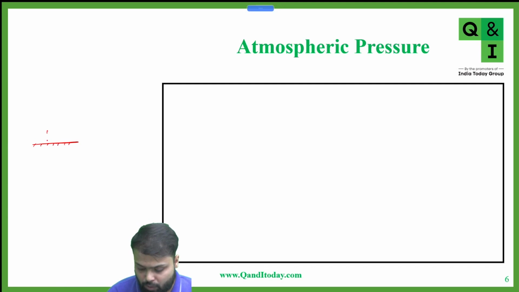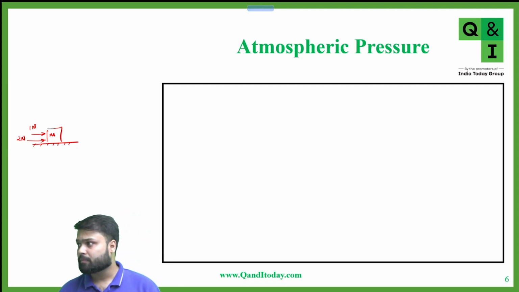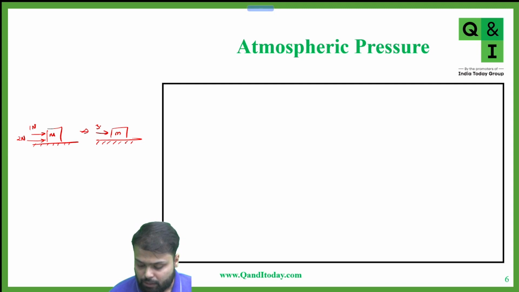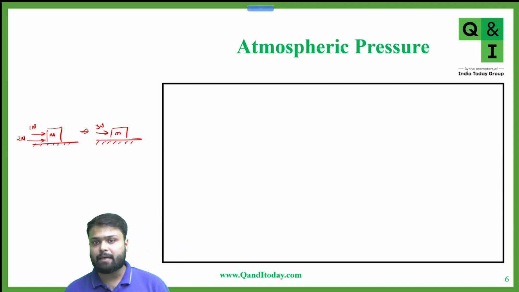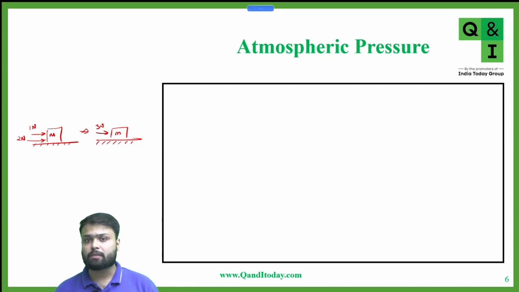Suppose there is a block of mass m, and I'm applying a force of 1 Newton towards the right, and also a force of 2 Newton towards the right. What is the resultant force acting on this block? 3 Newton towards right. So if two or more forces act in the same direction on a body, the resultant force is the sum of all the individual forces. Yes or no?